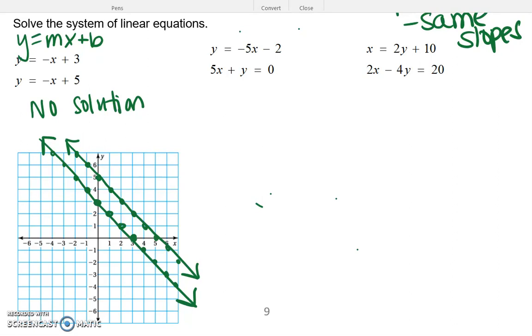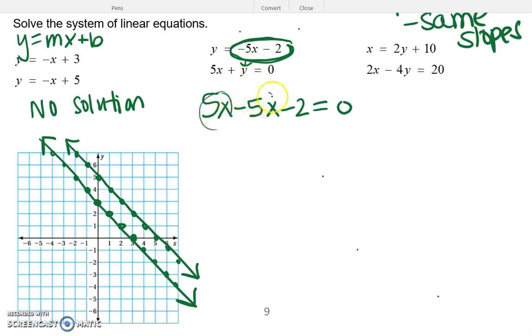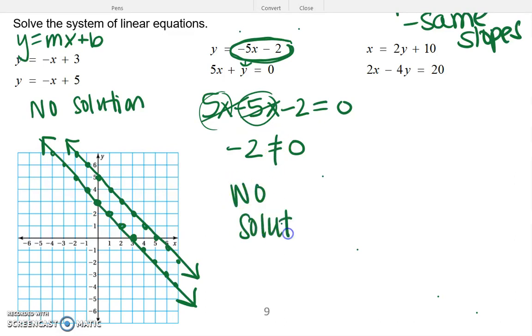This second one, I have y already by itself, so this one is perfectly set up to substitute. So I'm going to plug that in right there. I'm left with 5x minus 5x minus 2 equals 0. So I substituted this part in for y and rewrote my equation. When I combine like terms, 5x minus 5x is 0, and I'm left with -2 equals 0. Since -2 indeed does not equal 0, this is also no solution.